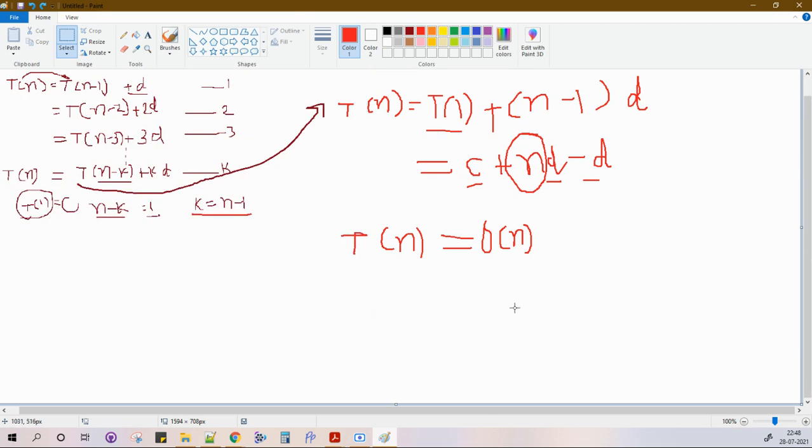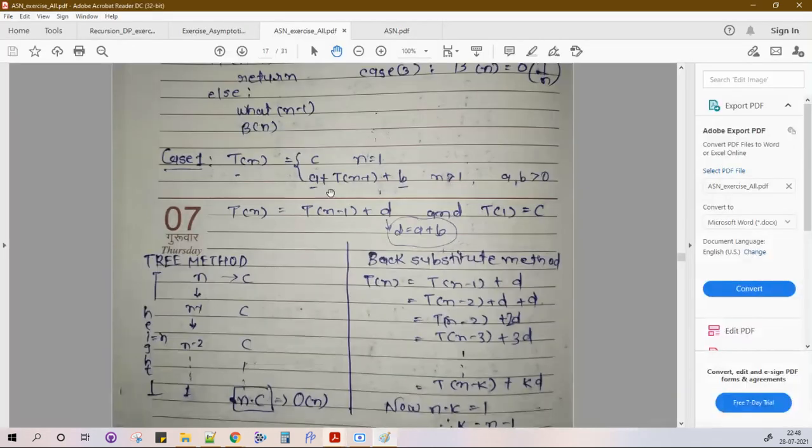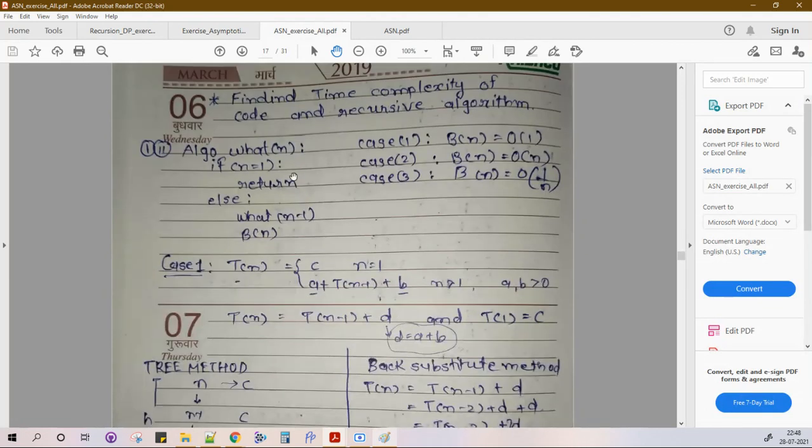Mayu, can you explain how you arrived at the first equation? I first understood the process. Okay, this one: a plus T(n minus 1) plus b. Yes, so see, at the nth call, when n equals 1, it will return, right?